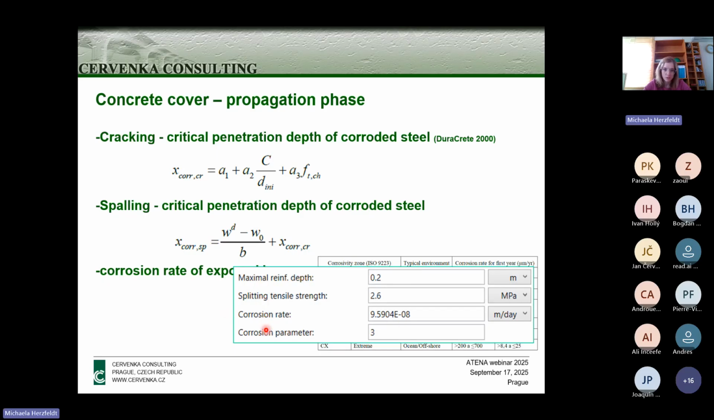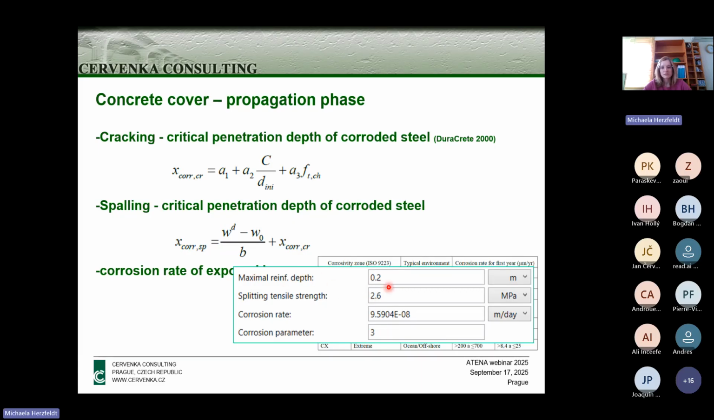And here you can see the corrosion rate. It might be changed, like the corrosion rate in atmospheric conditions. So this is something that you add, but that is basically in the moment when failing is assumed. Then you have the splitting tensile strength of concrete and the corrosion parameter that is, as I mentioned, assuming if the corrosion is uniform or pitting corrosion.